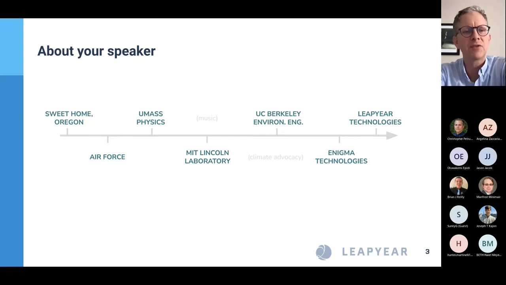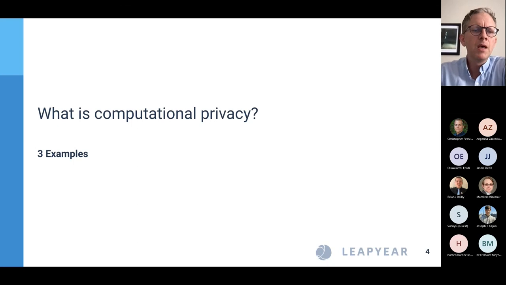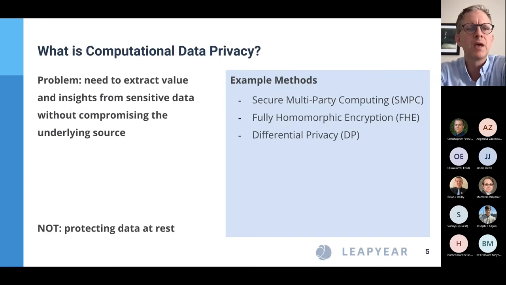not many of us have the look under the hood to see exactly how data privacy is accomplished in practice. So I want to give a few examples here of computational privacy methodologies. And again, the point I hope to drive home is that this is not a single domain or topic, but a collection of tools. The problem, generally speaking, that computational data privacy attempts to solve is a need to extract value and insights from sensitive data without compromising the underlying source. And we'll make this more concrete through some examples.